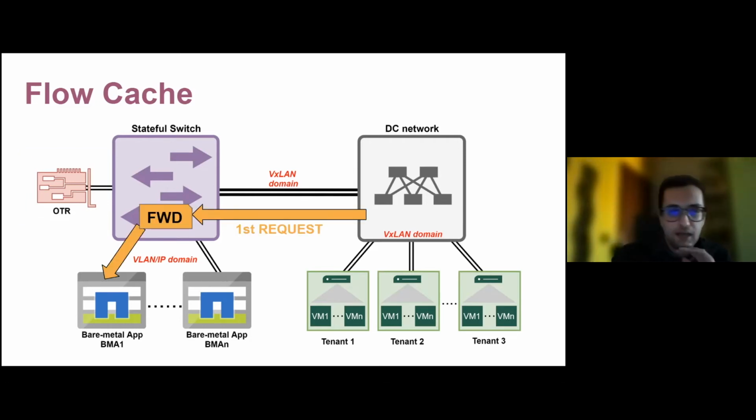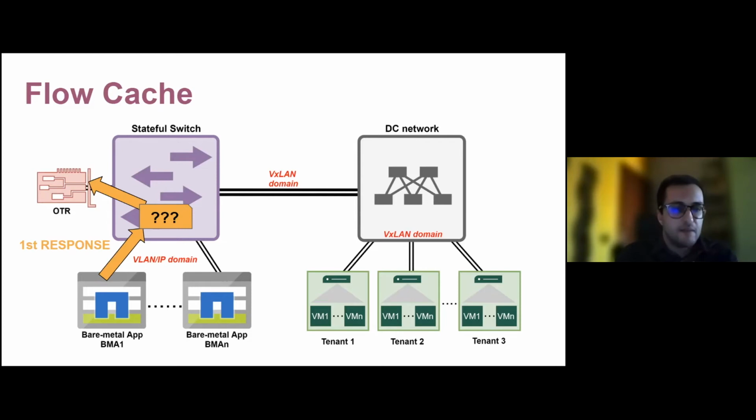Okay, now let's see the operation of this use case. Imagine we have the first request from a tenant in the data center network. This first request is received by the stateful switch that applies a stateless entry. So it just decapsulates the packet and forwards it to the correct bare metal application.